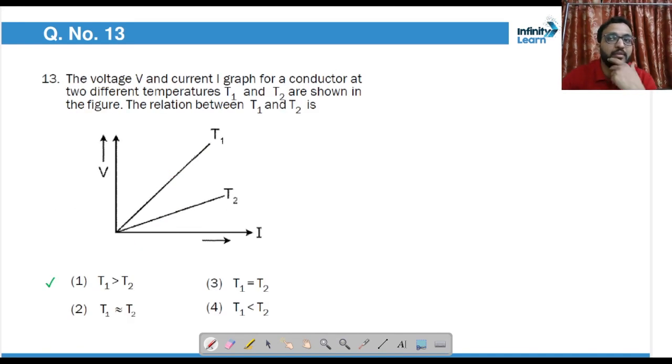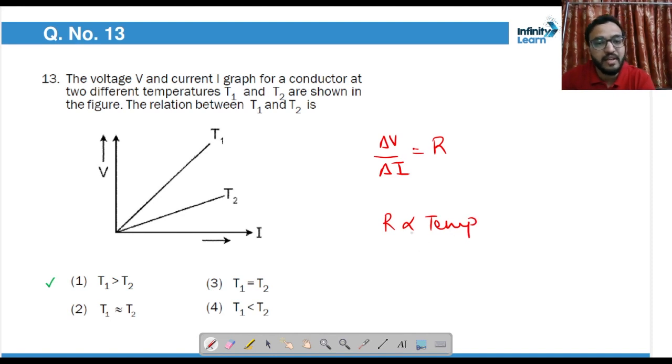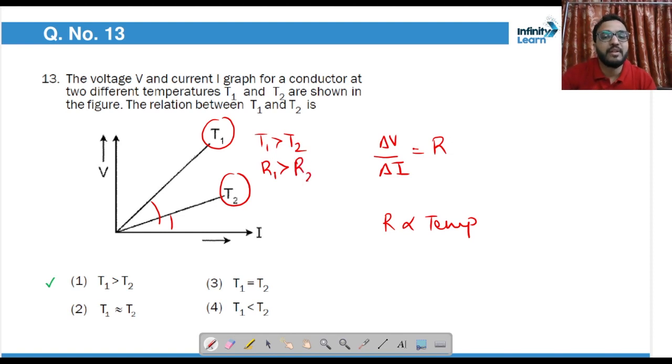Clear? Now question number 13. So here obviously delta V by delta I is the slope and this is also the resistance. And we know that resistance is directly proportional to temperature, right? So if T1 is greater than T2, then obviously this slope represents resistance, so R1 is greater than R2. Since the slope for this line is greater, the resistance for this line is greater, and hence the temperature for this line is greater, so first option is correct.